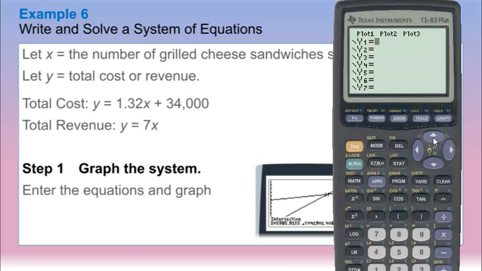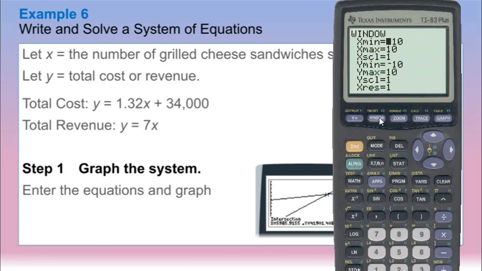And we have 1.32x plus 34,000. One too many zeros. And the other one, 7x.